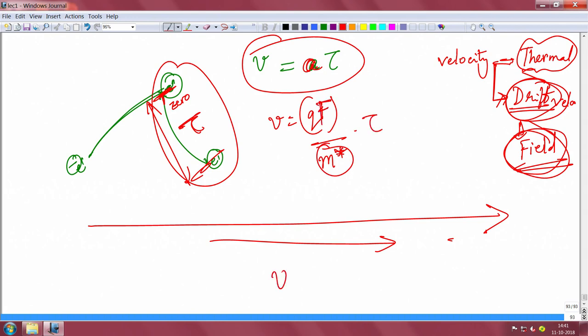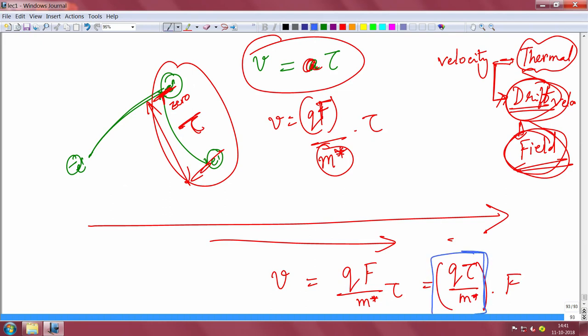So I can write velocity is equal to q times the field, which is the force, divided by the mass, times the average time. So I can write it as q tau by m star, same thing, into field. This quantity, I use the mu and I call it mobility. So I can write V as mobility times field, where mobility is equal to q tau by m star.